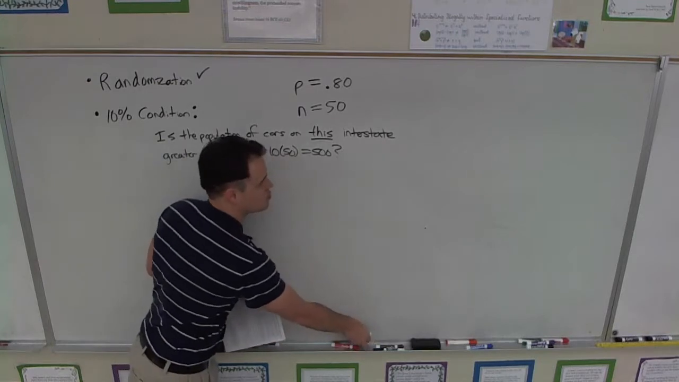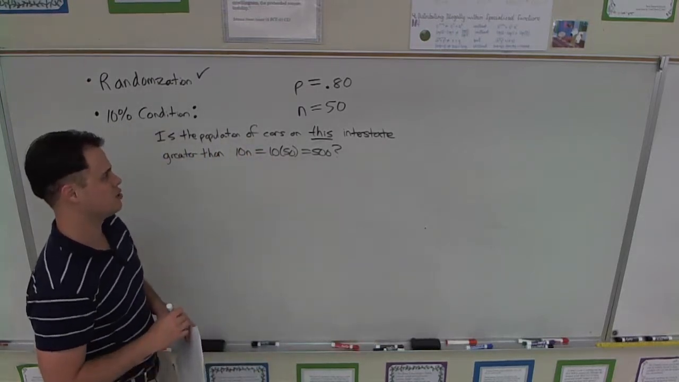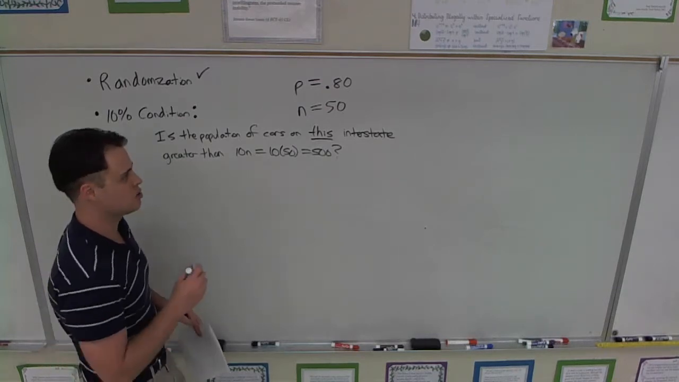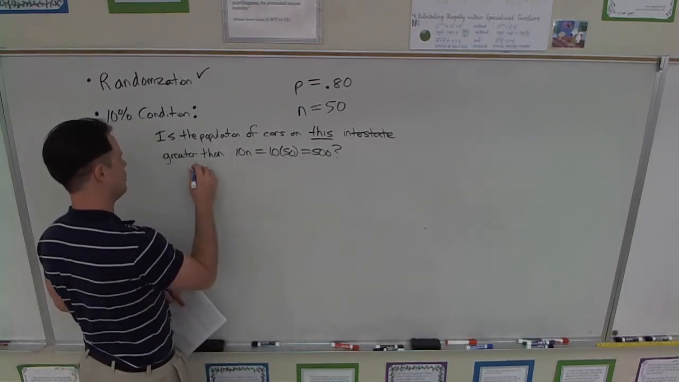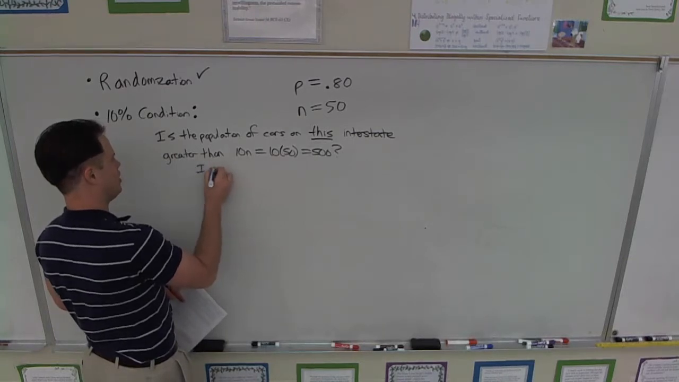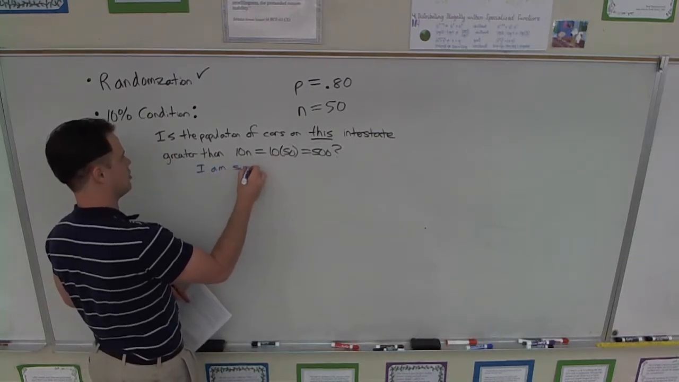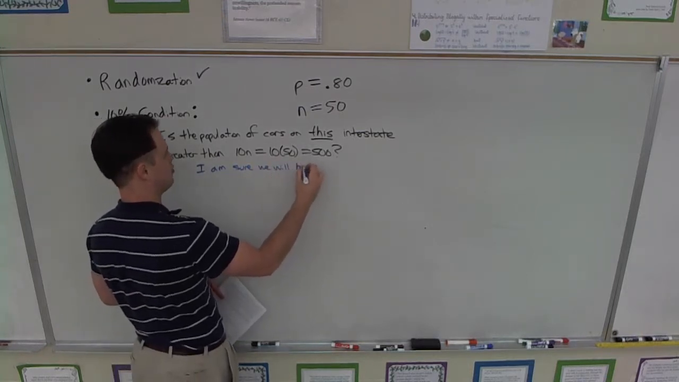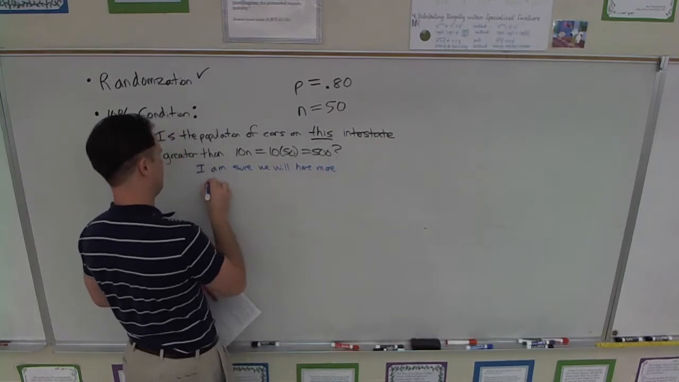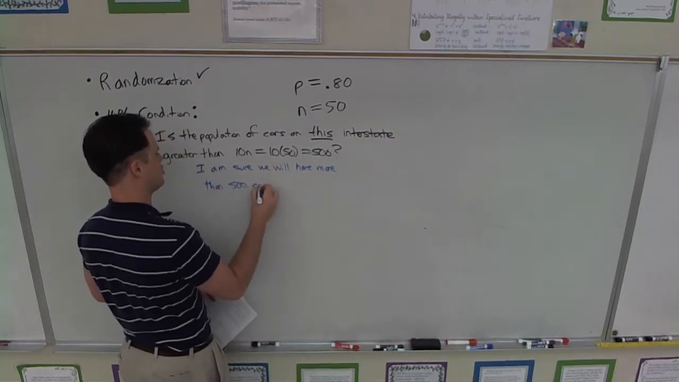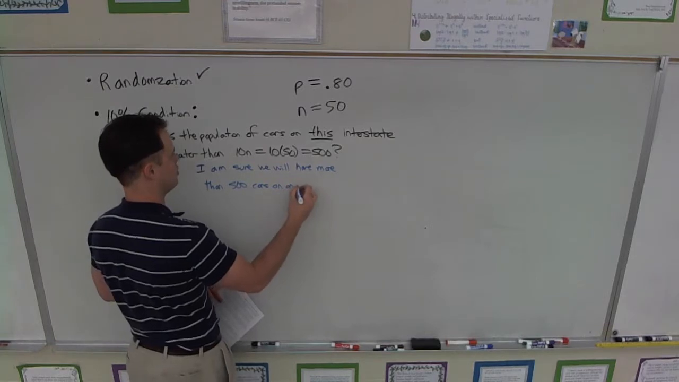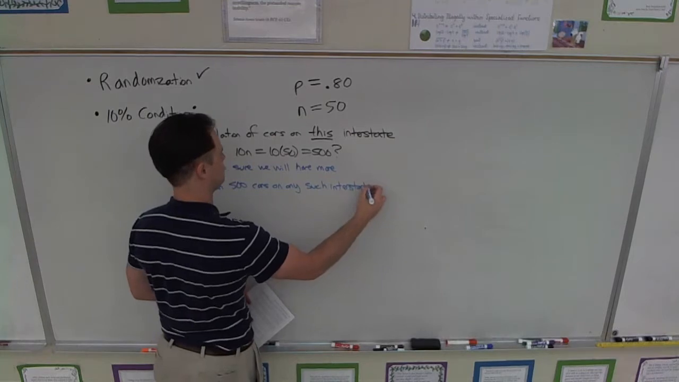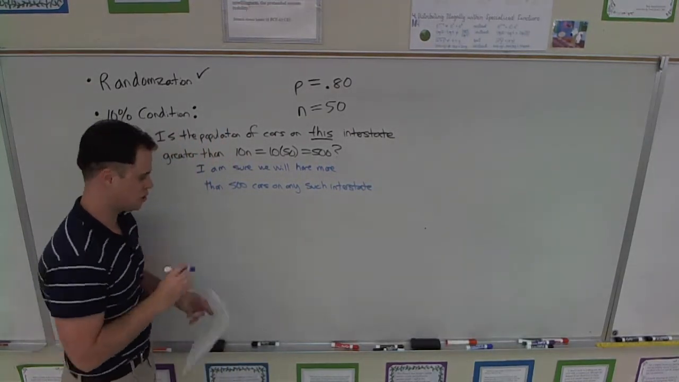So I think the answer is, well, of course, pretty much any interstate, even during just one day, you're going to see that many cars. So this is what you should write when checking the condition. I am sure we will have more than 500 cars on any such interstate. Sounds very reasonable to me. So there's a good way to check that.